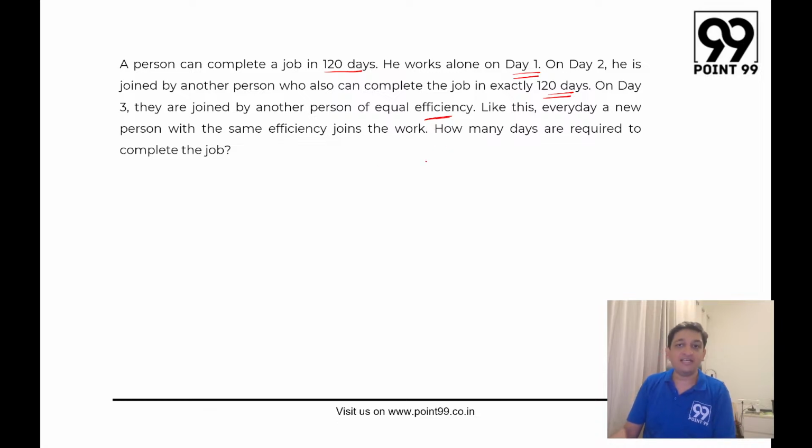Now you have to figure out how many days are required to complete the job. It's extremely straightforward यहाँ पे. ठीक है, तो यहाँ पे number of days पूछे गए हैं. And if one person can complete a job in 120 days. Now you can see that the job is remaining constant throughout the entire journey.